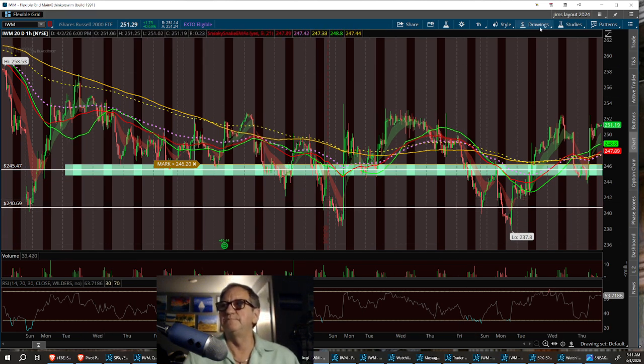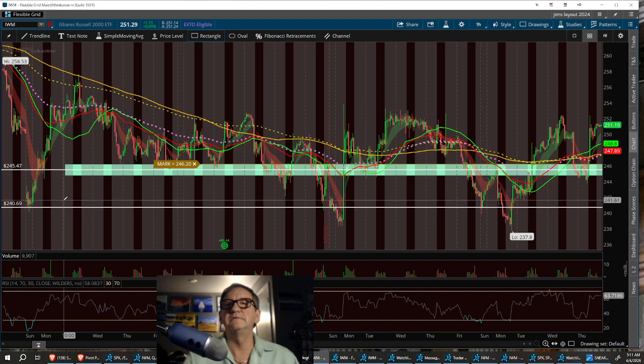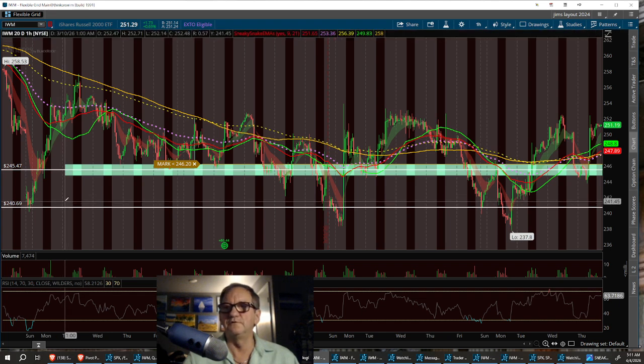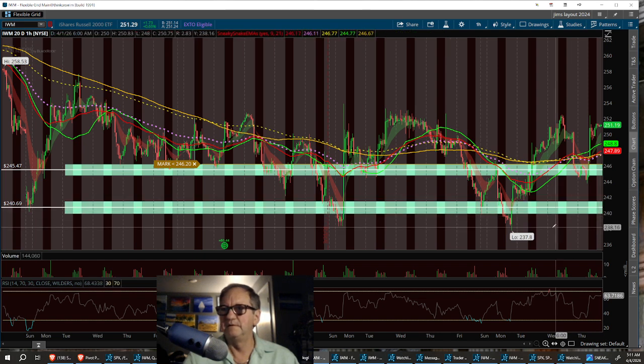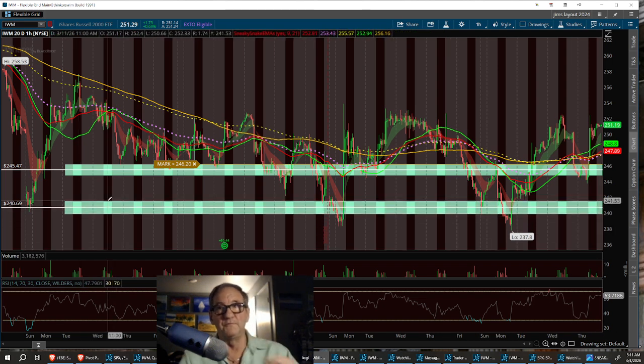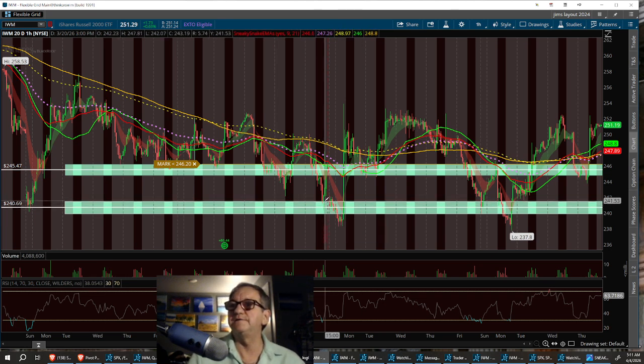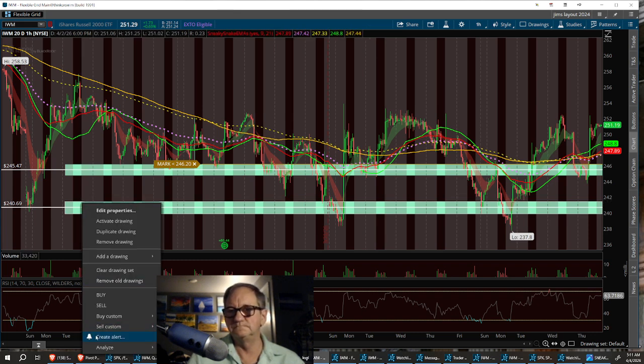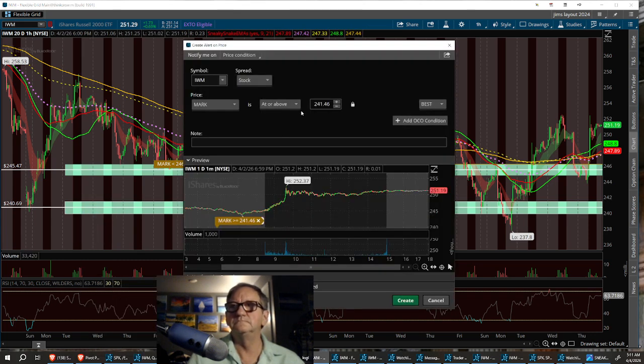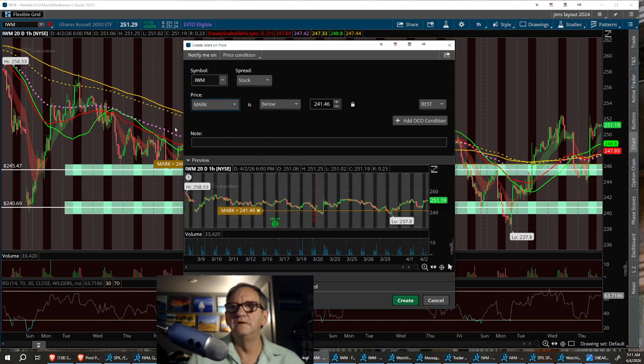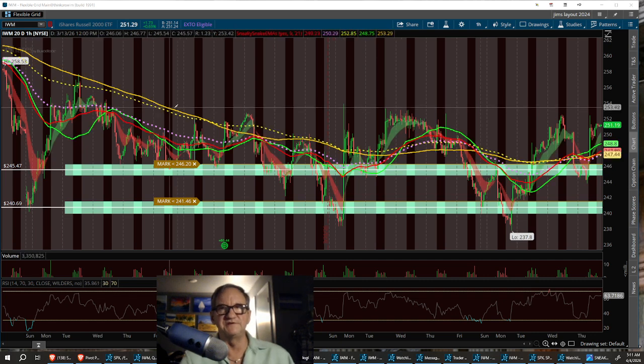Then I'm going to put that shadow box. I learned this from TrendSpider. I used to do videos with TrendSpider. In that area, and then I'm going to set my alert. See where that body is? That's where I'm going to set my alert. Mark at or below.